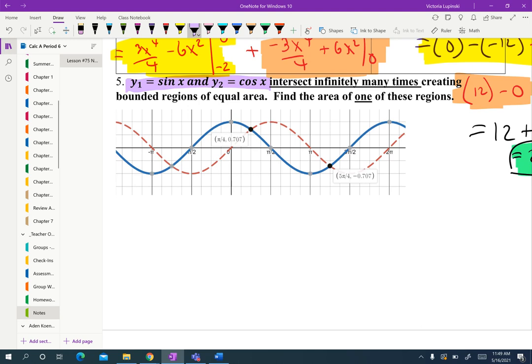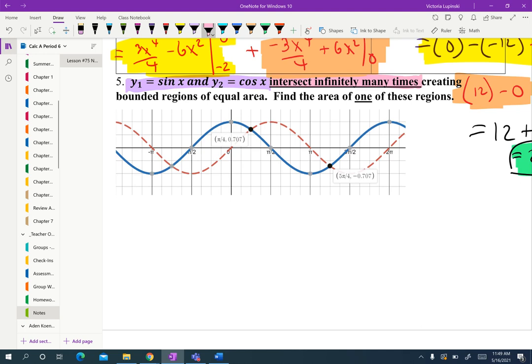Again, both of them have a period of 2 pi. You could graph them on your graphing calculator. You could use your unit circle, but here they are. If you were to continue to graph the sine and cosine, they actually intersect infinitely many times, whereas all the previous examples only intersected a finite number of points.